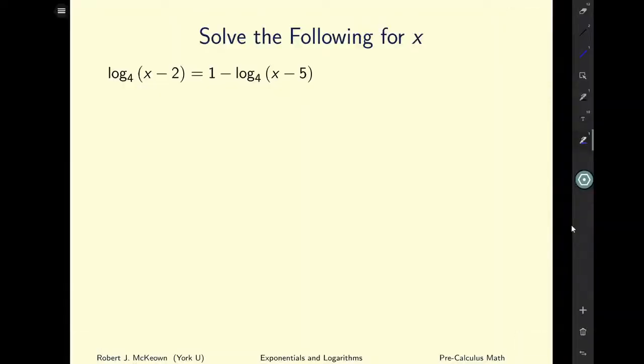Here's a question for you. See if you can solve it. Press pause on the video, give it a try, and then when you're ready, press play and we'll go through it together.